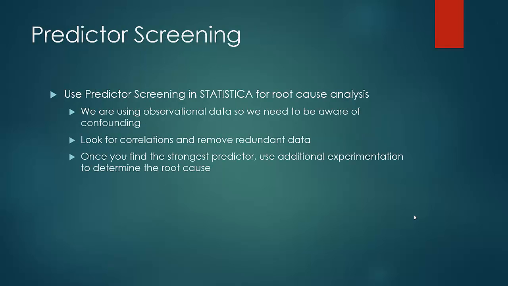Then we use predictor screening in Statistica for root cause analysis. We have to acknowledge, though, that we are using observational data, so we need to be aware of confounding that is present in our data. So we look for correlations and remove redundant data. Once you find the strongest predictor, you use additional experimentation to determine the root cause.